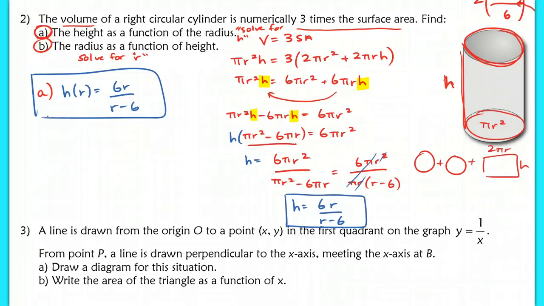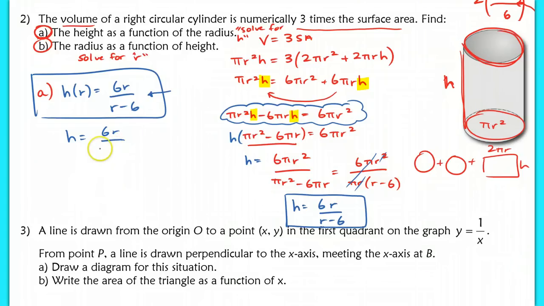Now for part b here, the radius is supposed to be a function of the height. Now I can start back with this original equation here and then solve for the r. But you know what I want to do? I'm going to take a shortcut and I'm just going to solve this for r. Okay? So putting it back in terms of what we just ended up with, h equals 6r over r minus 6. I want to work on isolating the r. So I see I have two r's here. First thing I need to do is get rid of that r in the denominator.